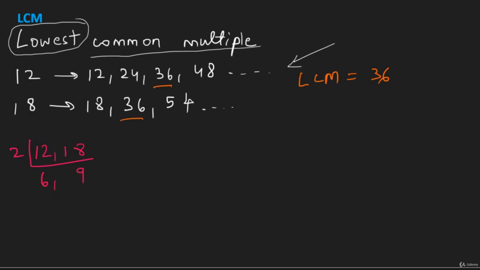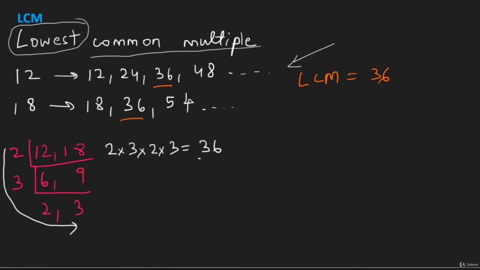Now among 6 and 9, what is the common factor that I can take out? I can take out 3, right? 6 by 3 is 2, 9 by 3 gives me 3. Now the LCM is obtained by multiplying all these numbers. That's 2 into 3 into 2 into 3. That's 6 into 6, which is 36.